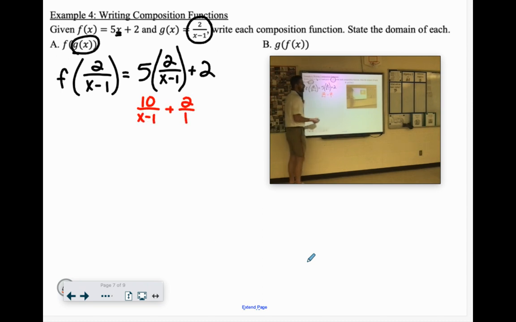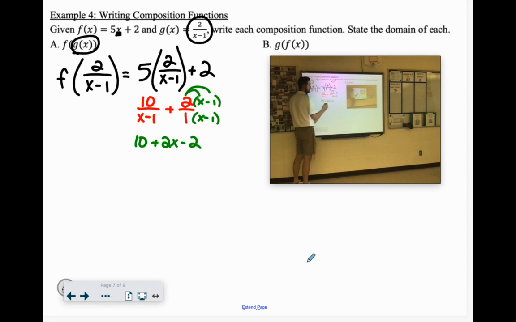And we're going to think of 2 as 2 over 1. Again, we did this when we were adding and subtracting rational expressions. They have to have the same denominator. So this one's missing the x minus 1, so we can multiply that on top and the bottom. So the first fraction, we just have 10. Let's distribute this 2. So it'd be positive 2x minus 2 over, and the denominator is the x minus 1.